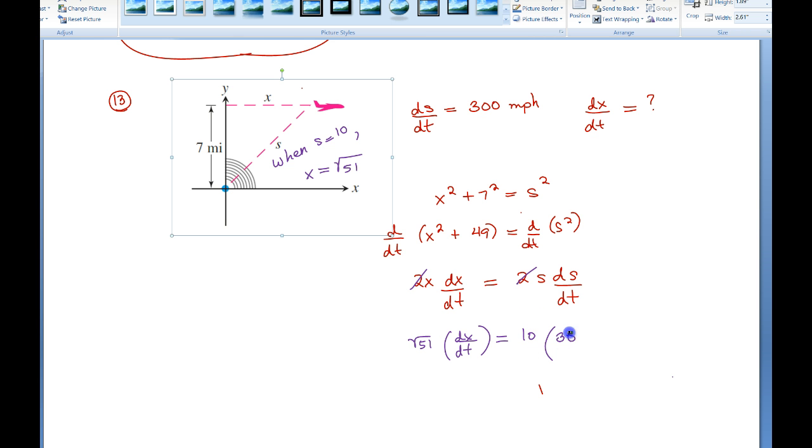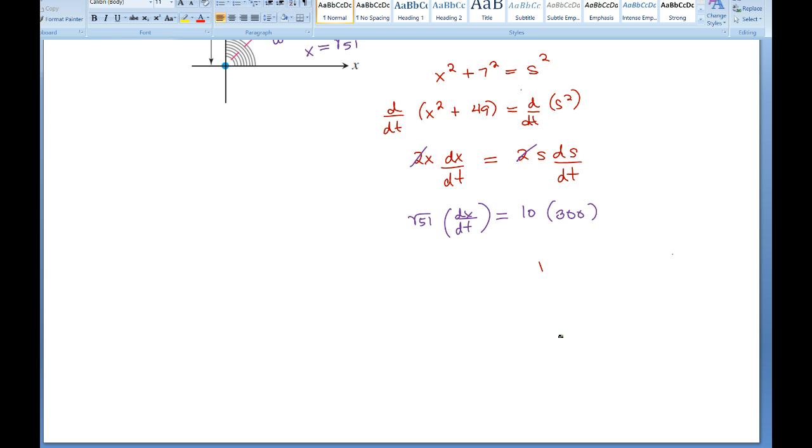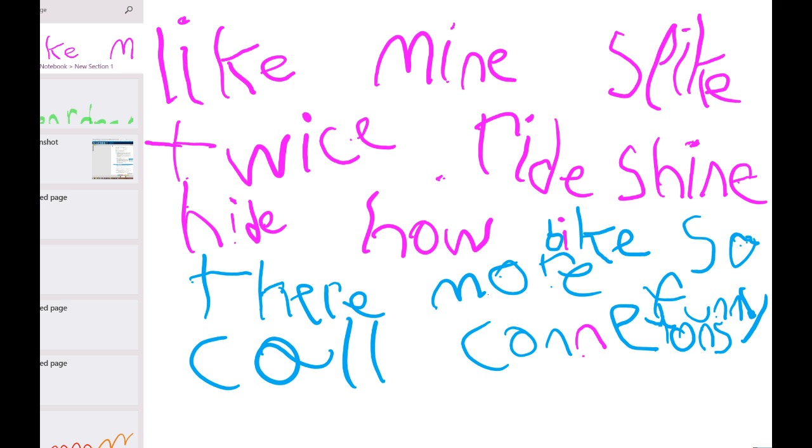equals 10 times... Okay, so we want to plug in 300 then. So 3,000 divided by root 51 is what we have, and it comes out to be 420.08 miles per hour. Sounds about right when S is 10. So when S is a different value, it's going to have a different speed.